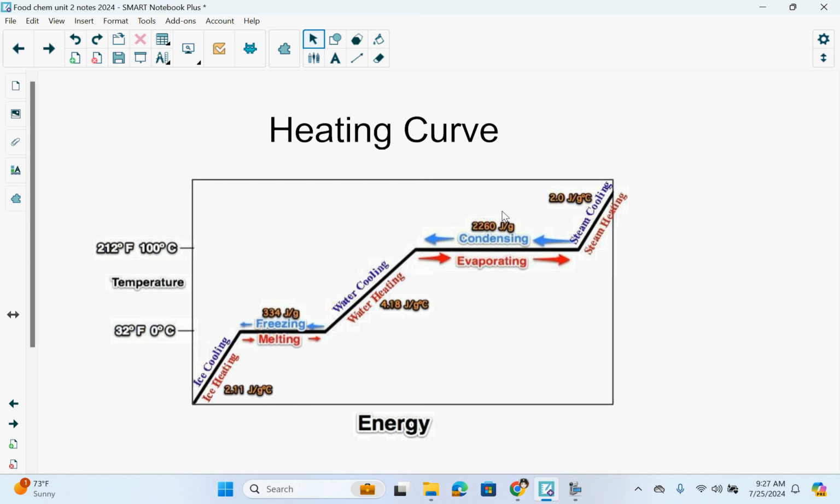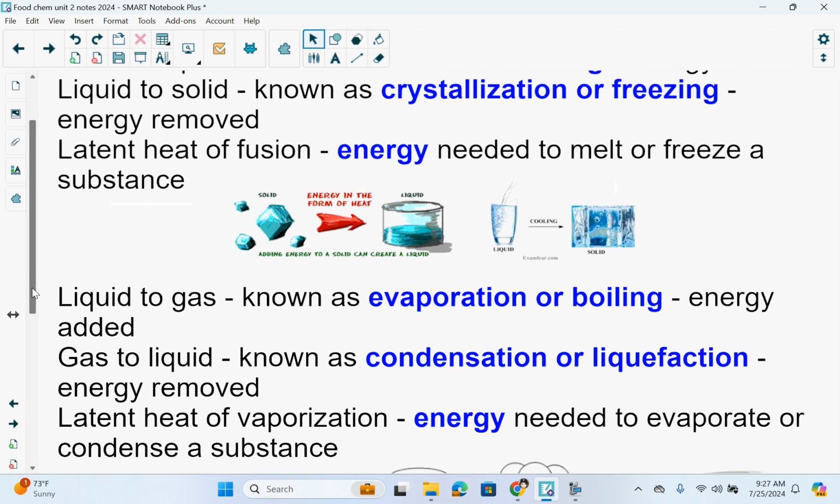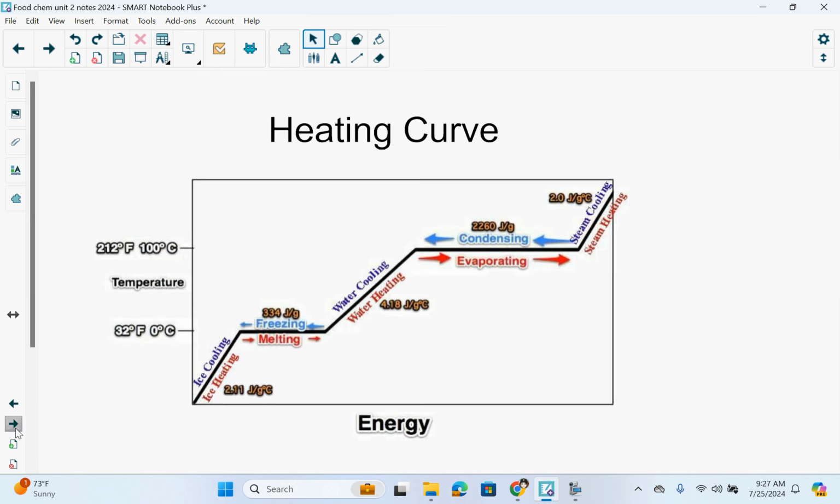And then there's this number above it. That's the energy value. Notice this line is straight or flat. There is no temperature change. So condensation or evaporation or like boiling, right? It's 100 degrees Celsius for water. So that should look familiar, but notice that this is not changing. So that line that I've been referencing, that is known as a phase change. Temperature remains constant. The molecules need to organize themselves into a new pattern or phase.